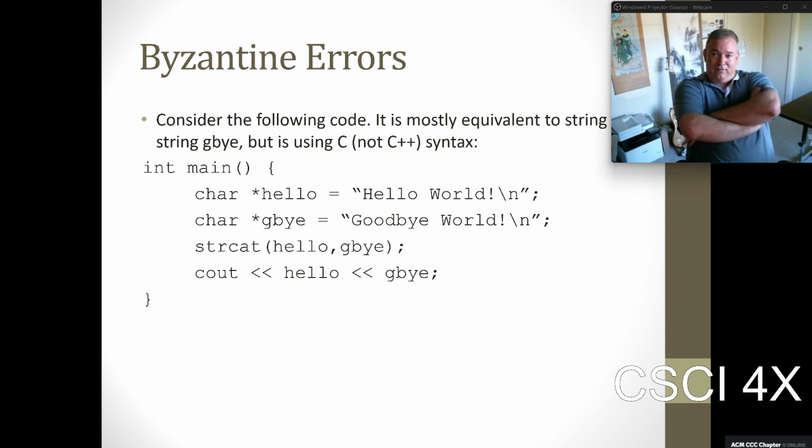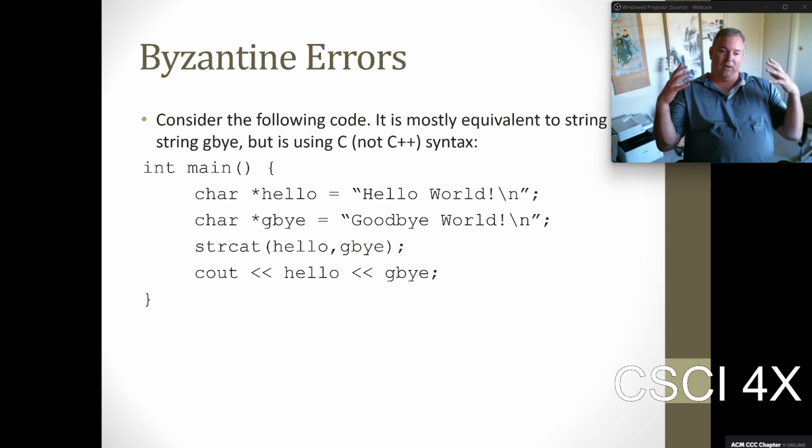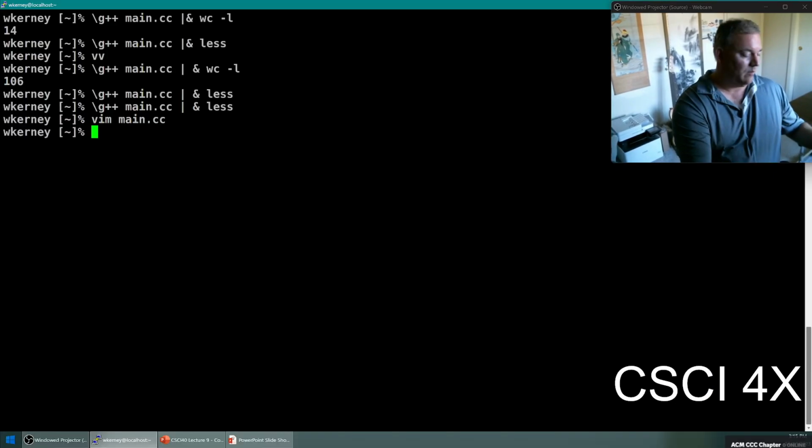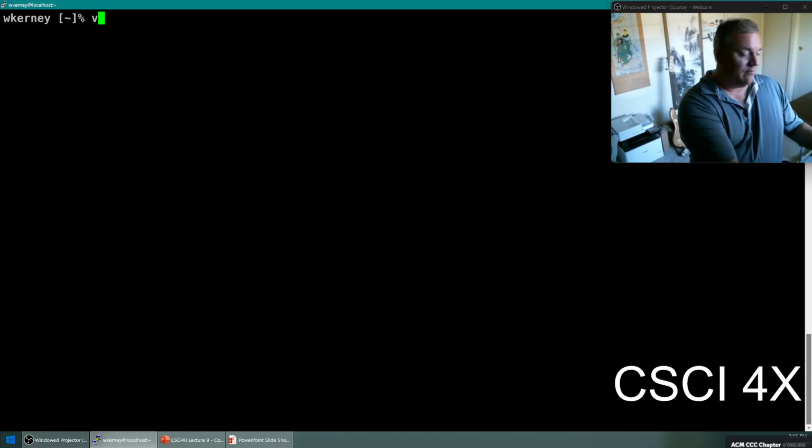Okay, so Byzantine errors. So Byzantine errors are almost all caused by either memory access problems or multi-threading issues, or like multiple threads are reading and writing to the same data at the same time. We're not going to handle multi-threading in this class, so the only source of Byzantine errors in this class would be memory safety issues. So if you have an array of size, I can even show you. Let's see.